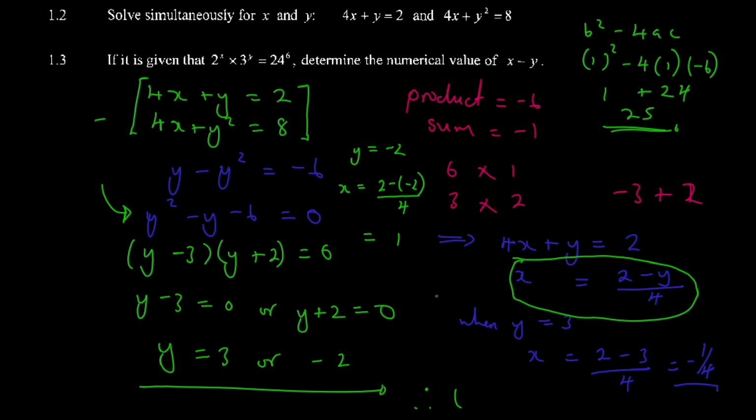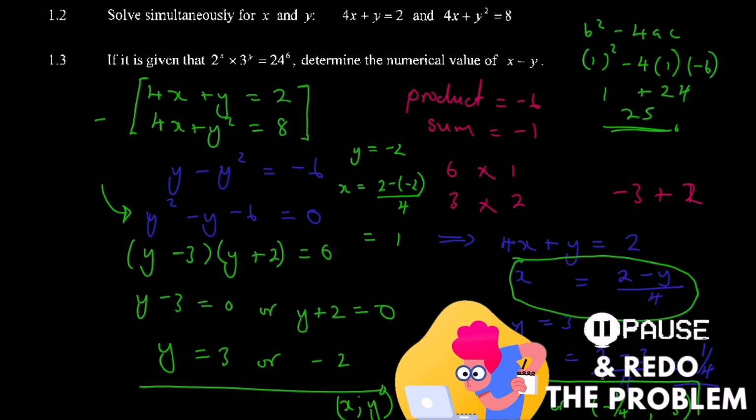So here when x is equal to 1, y is equal to negative 2, or when x is equal to negative 1/4, y is equal to 3, like this, okay? So this one would be your solution. If you want, you can say (x, y) equal to, then you say this, then all this, okay? That's essentially how you go about solving this equation.